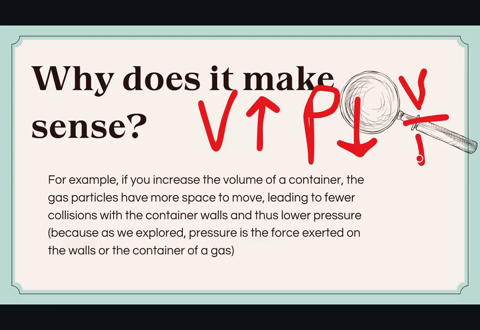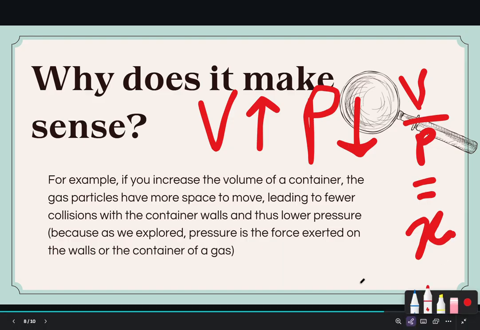And this is also proportional, meaning volume divided by pressure would still give you the constant. I'm going to use X this time so you don't get confused. So it still is that way. Because, again, why does it make sense? For example, if you have a balloon and you increase the volume in that balloon, and the amount of gas you have stays the same, and the volume of the container increases, the gas particles have more space to move. So that means fewer collisions with the container walls or the balloon walls, and therefore lower pressure, because pressure is the force exerted on the walls. When you have more space, it is less likely for collisions to happen, which causes the pressure to become lower.